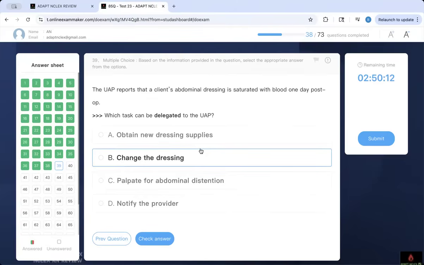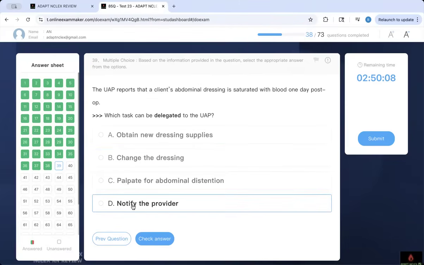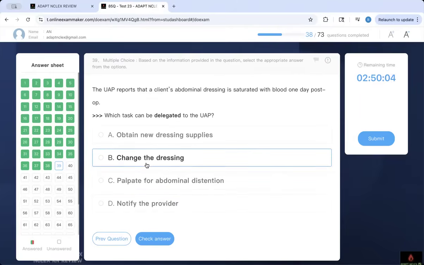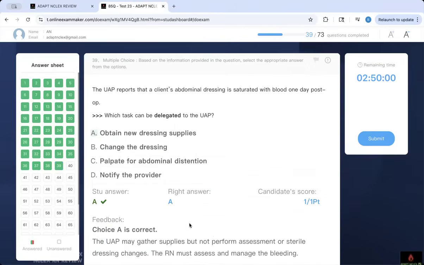Assessment, teaching, all of them done by RN. So they can call the provider, they can do assessment, palpating the abdomen, changing sterile thing, they cannot do it. Go get a supply and let me do it myself.